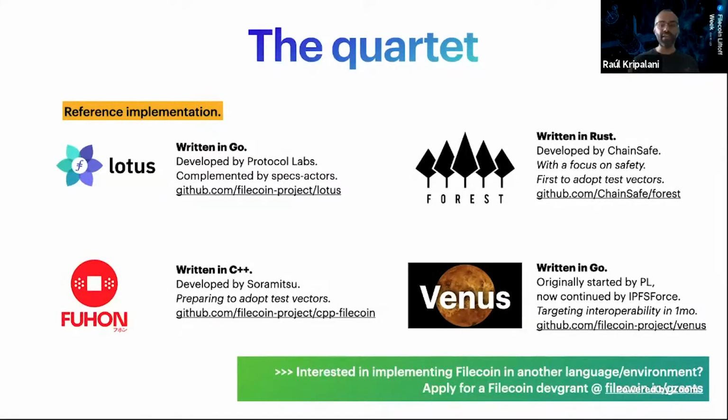It's called Venus, and it was originally Go Filecoin, which was originally started by PL, but it's now continued by IPFS Forest, and they're targeting interoperability in 1 month time. So that's amazing. If you're interested in implementing Filecoin from scratch in another language or targeting another environment, make sure that you get in touch with Protocol Labs at filecoin.io/grants and potentially apply for a grant.